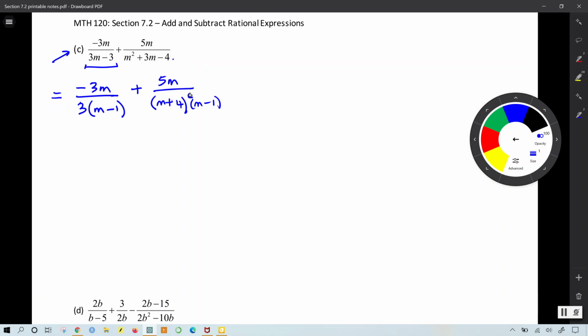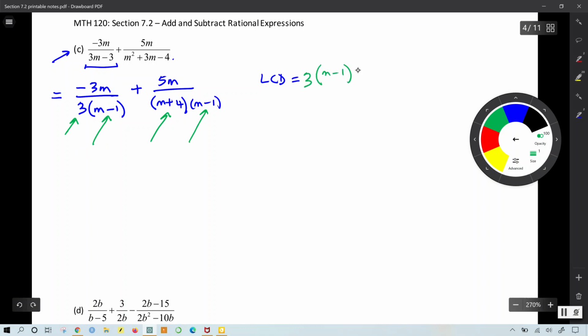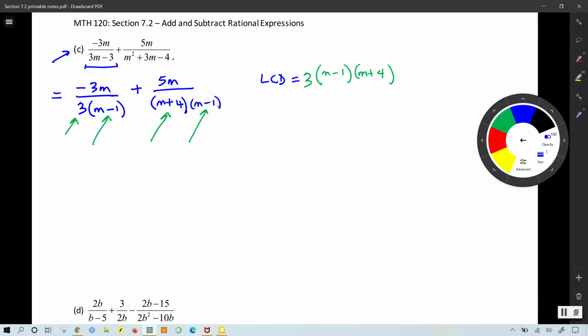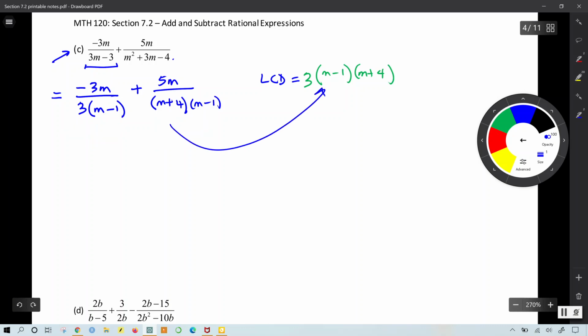So now that we have all those pieces, we can find the LCD. What are the different elements we have? We have a 3, we have m minus 1, and then we have m plus 4. So 3, m minus 1, and then m plus 4. These are the different or distinct pieces that we can collect from the two denominators together. So with that said, it is time to make both denominators look the same as the LCD.